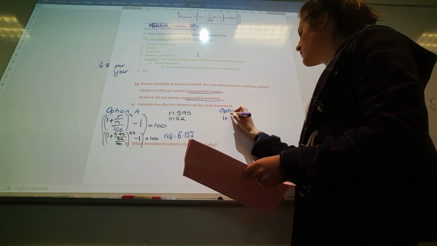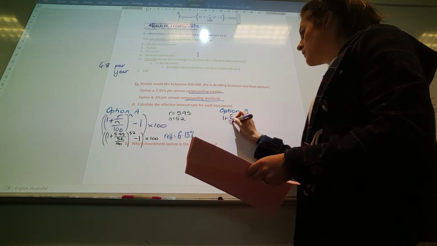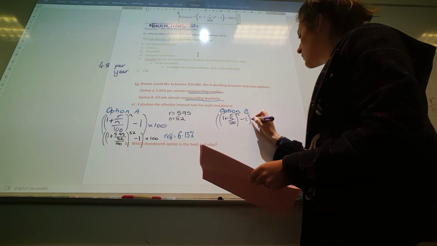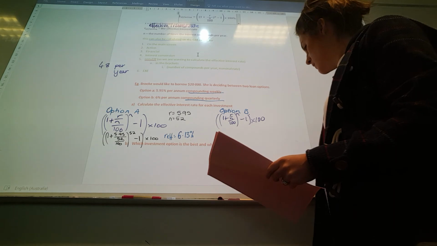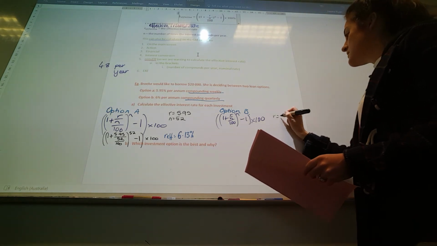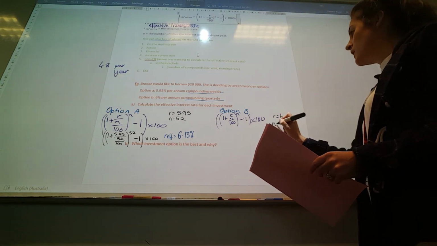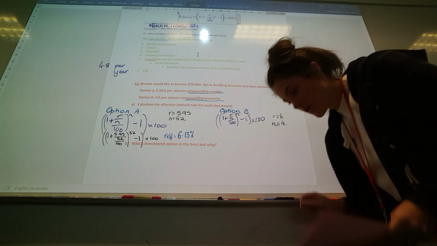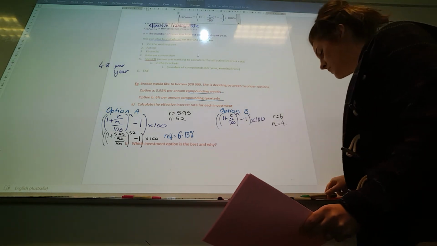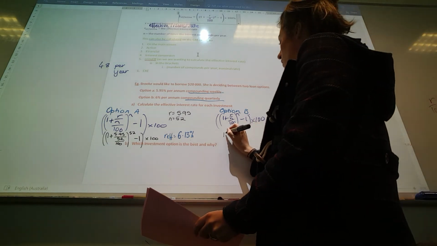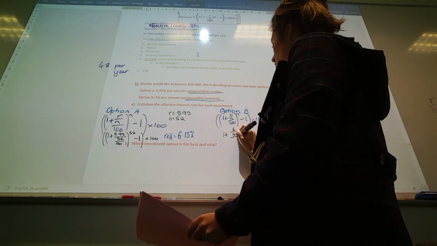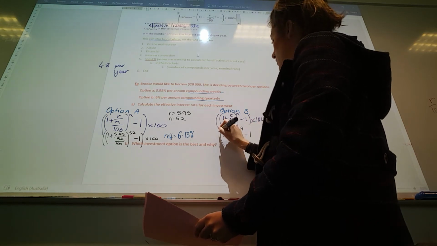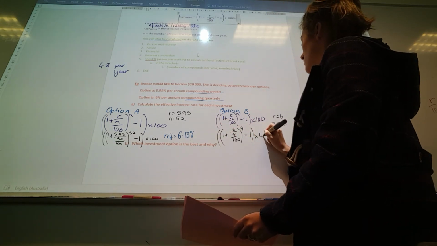Okay, option B, same thing, but we've got a different R and a different N. So still using the same formula. Our R is 6 and our N is 4. So we put that in. 1 plus 6 on 4 on 100 to the power of 4. Take 1 times 100.